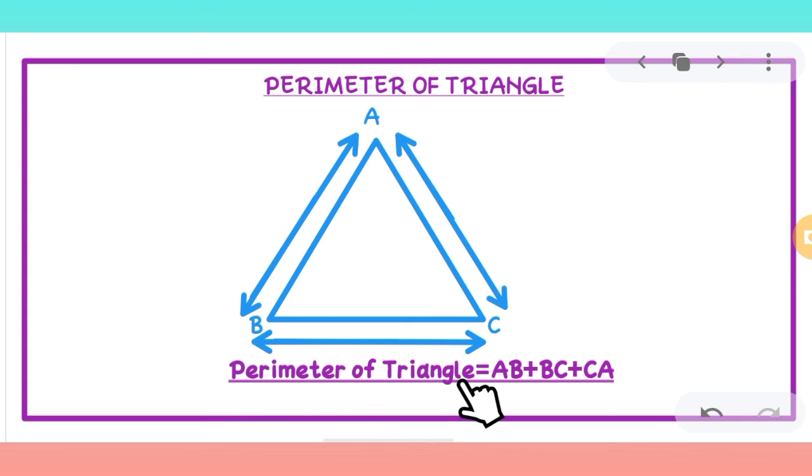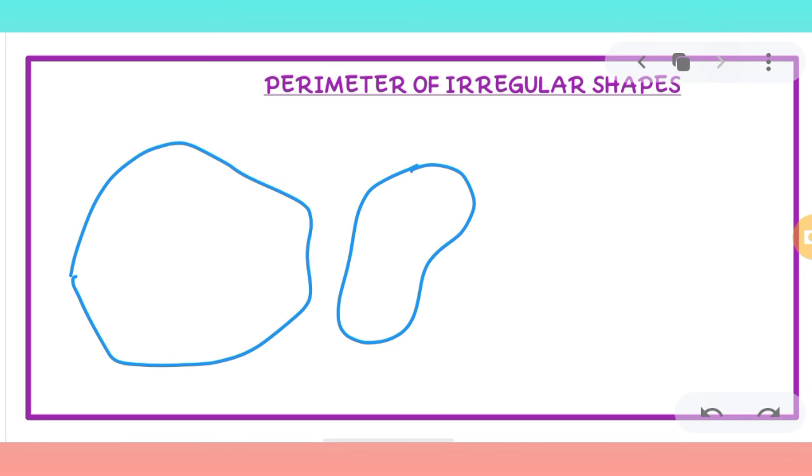The perimeter of triangle will be AB plus BC plus CA. It will not remain the same. It depends on what is the marking or what is the name of the triangle. If it is ABC, then it will be same. If it is something else like PQR, basically what you have to say is the perimeter of triangle will be the sum of all the three sides. That's it. Now our next topic is perimeter of irregular shapes.